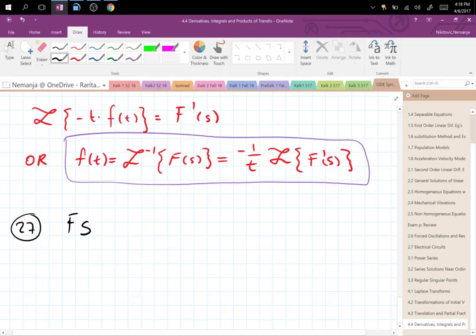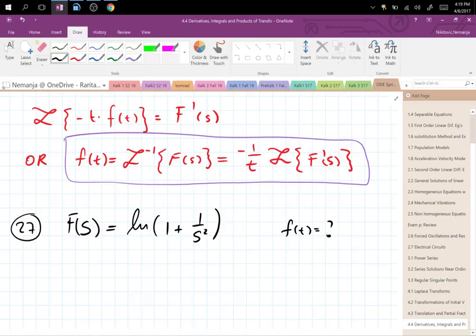F of s is given as ln of 1 plus 1 over s squared. So what's f of t? No coughing. Do we have any inverse Laplace transform things in our chart? Let's check.